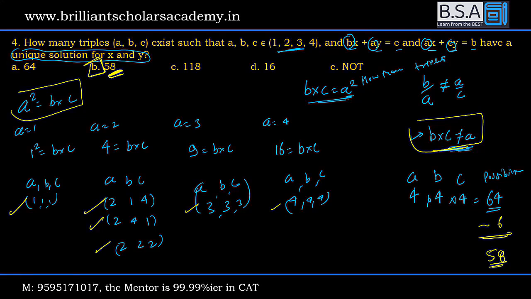Confirmation of the solution. Cases will be made, but of what? Yes, child, 58 cases will be made where B into C is not equal to A square. Is it possible to count 58 cases, or is it possible to count in reverse? B into C is equal to A square. I found in how many cases B into C is equal to A square? I removed those.